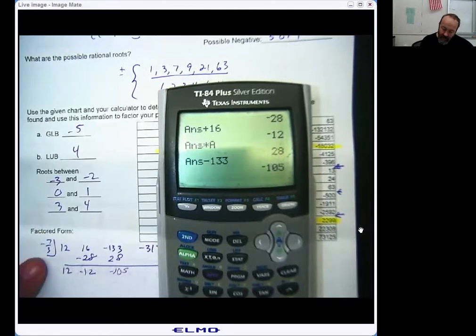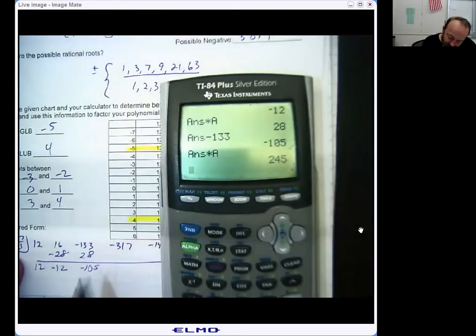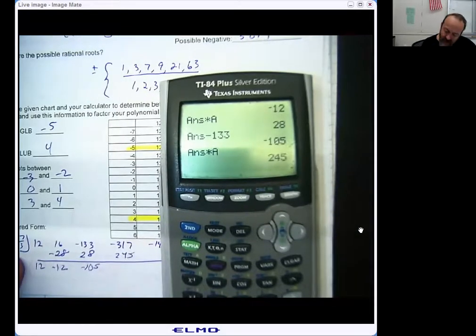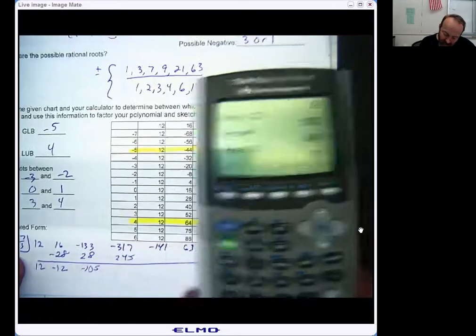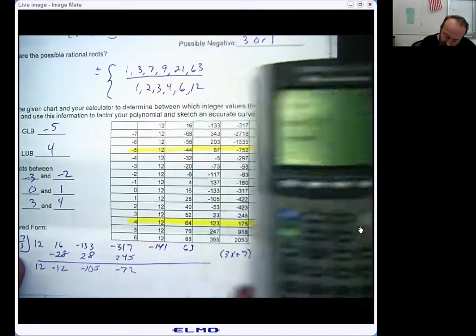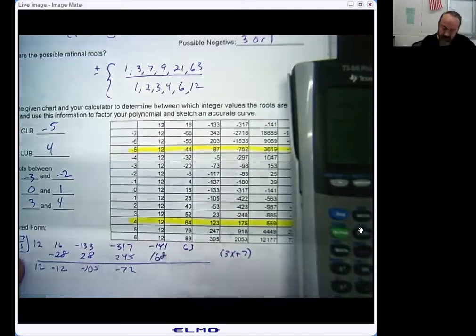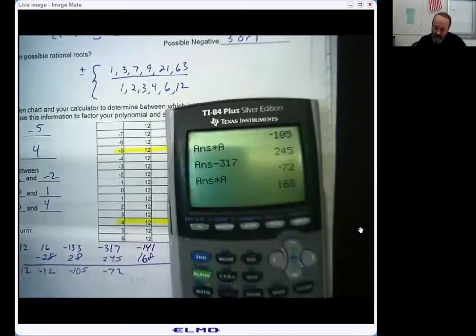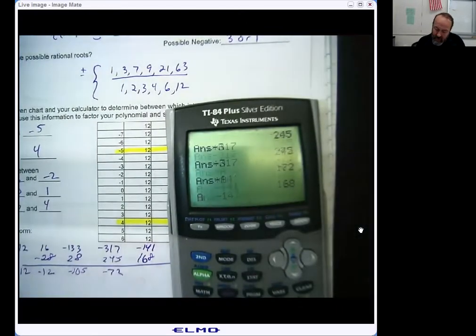Let's multiply by a again. It is a little bit of a tedious process, but we're going to get there pretty fast. 245. Subtract that from 317, negative 72 times a. I got 168. Kind of running out of room here. Subtract 144, looking at 27.